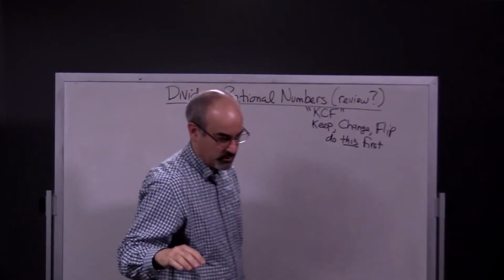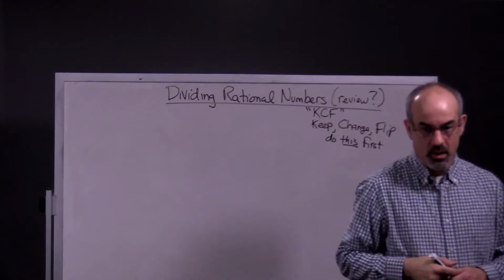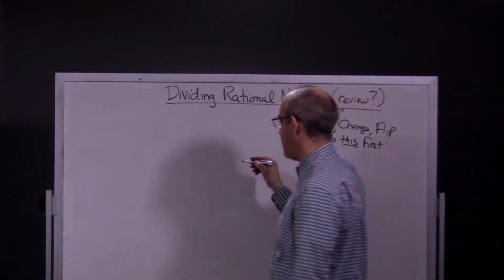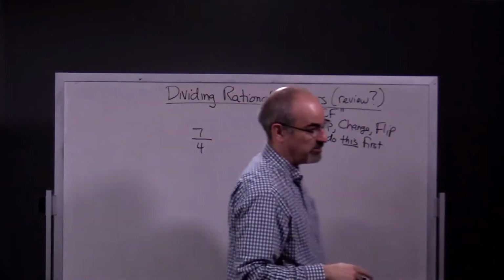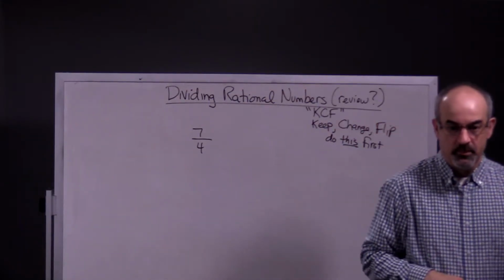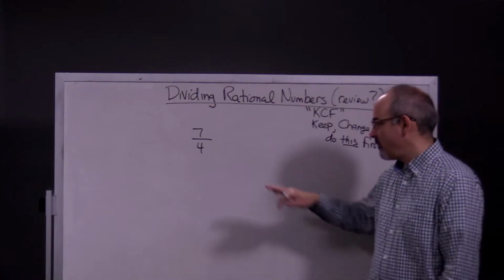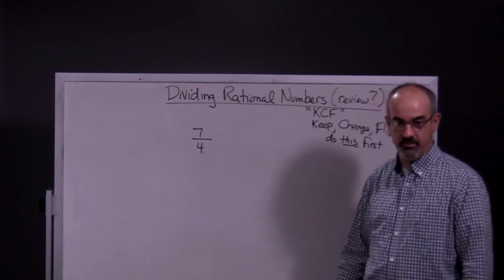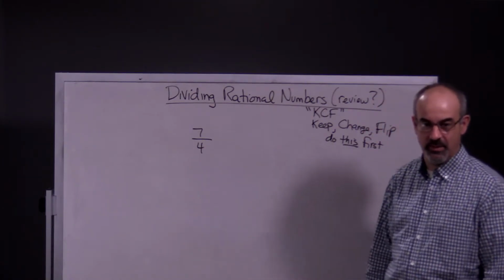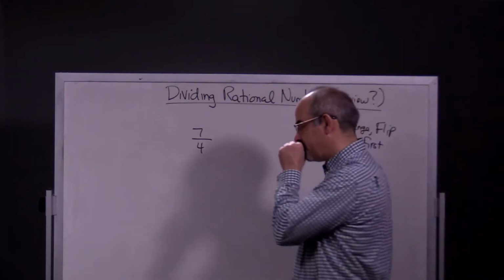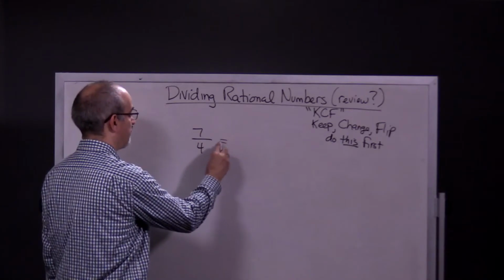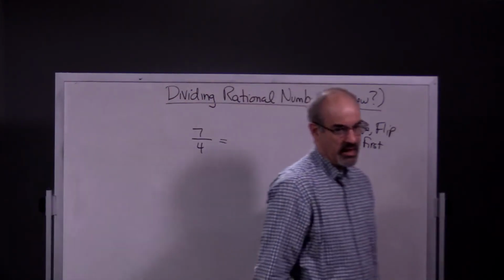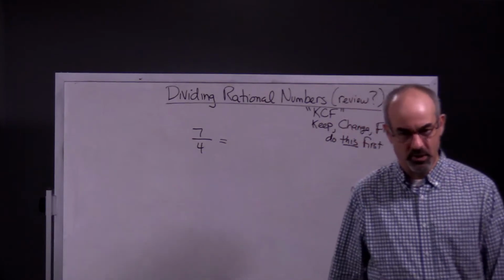Alright, so let's talk about writing, like if you have a fraction that looks like this, it's called an improper fraction. An improper fraction is when the numerator is bigger than the denominator. We want to write it as a mixed numeral.